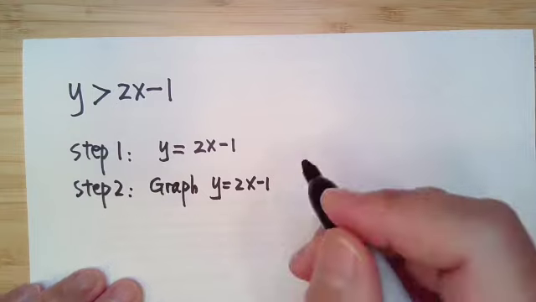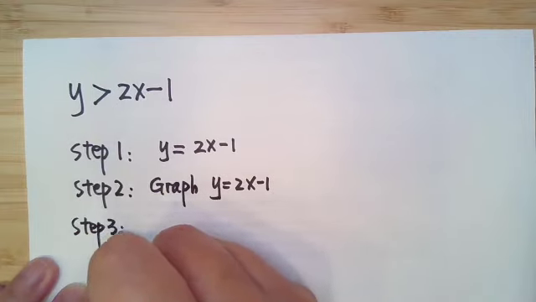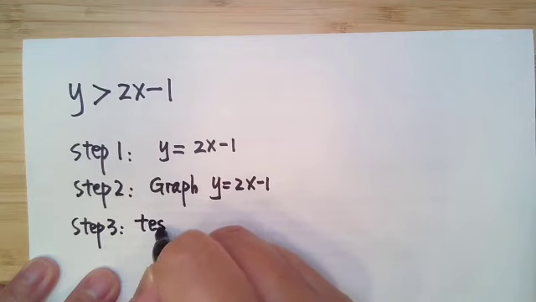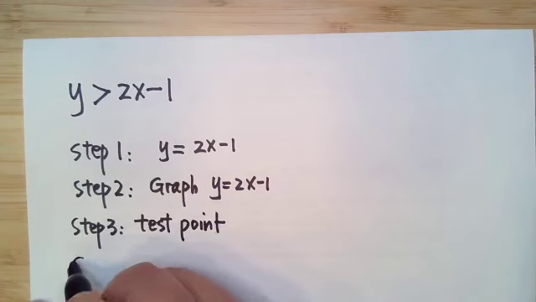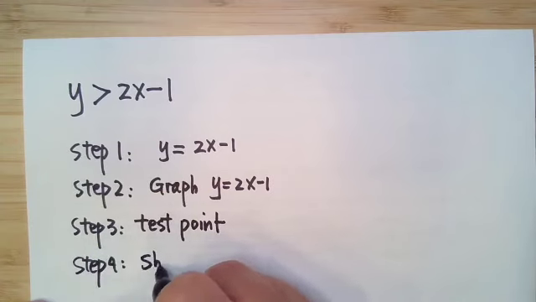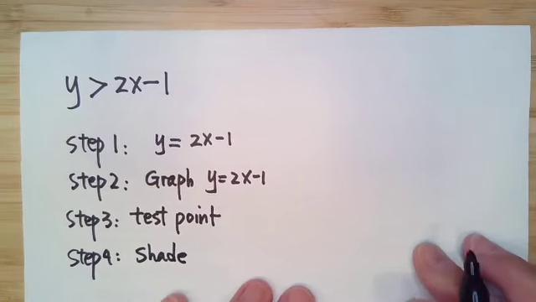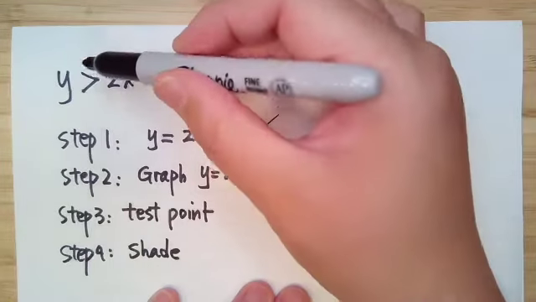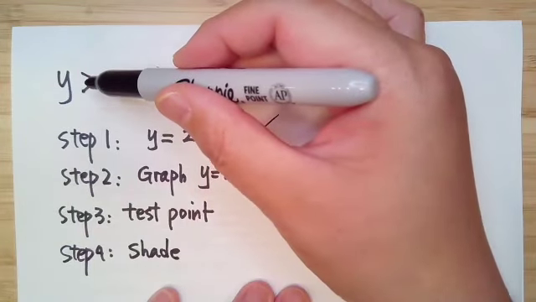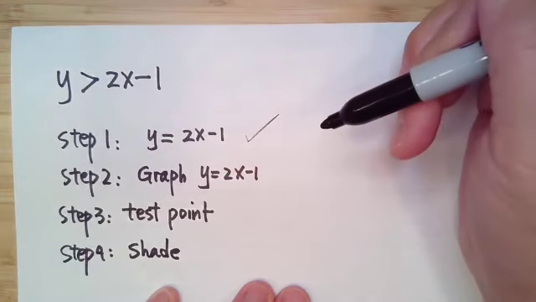Yes. And step 3, test point. Step 4, shade. Okay, I will explain what this means. First step is very easy. No matter whether it's greater than, less than, greater than or equal to, or less than or equal to, we just change that to be equal because we know how to graph this linear equation.